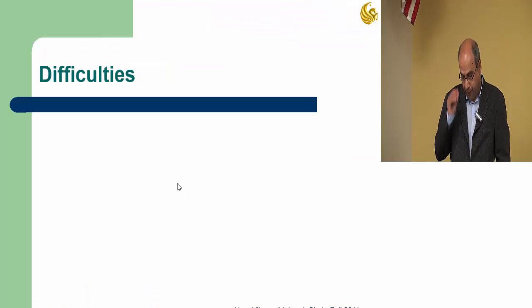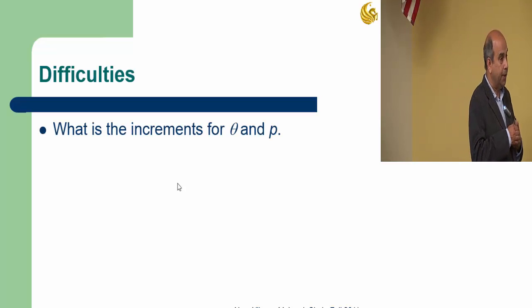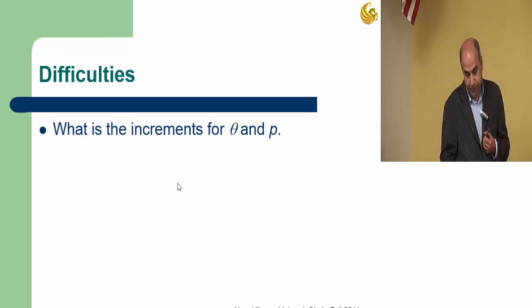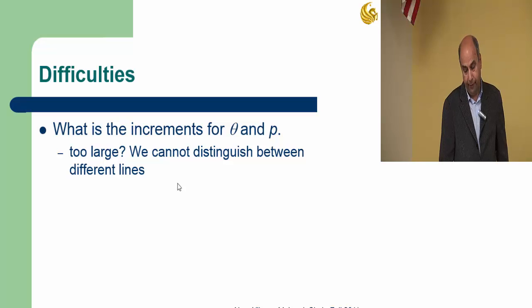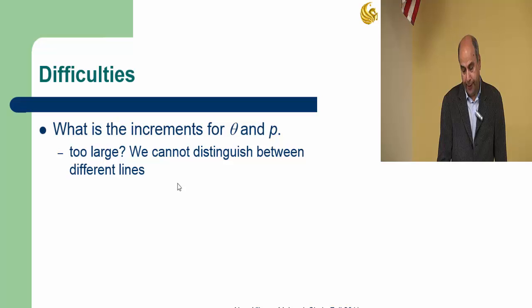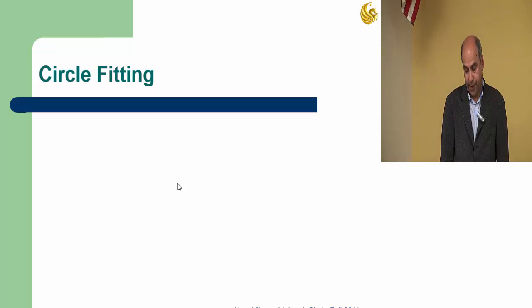Okay. So the difficulties are, what should be the increment of theta and p, because this is a binning thing. If they are too small, you will have a lot of computation, as you have to go through these loops. If they are too large, they will be spread out, and due to noise, some of the lines will be missed. So, things like that.